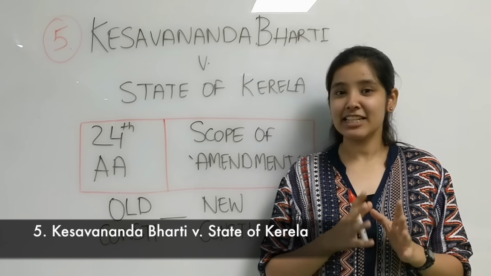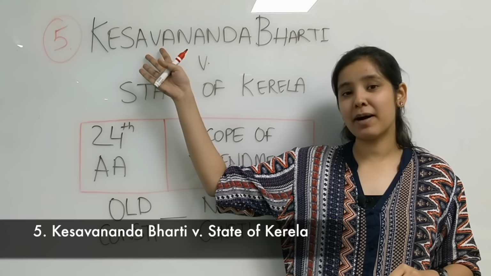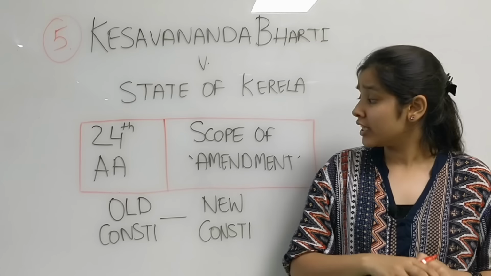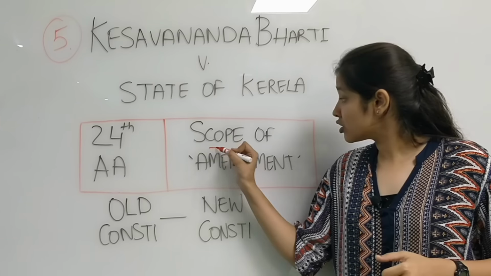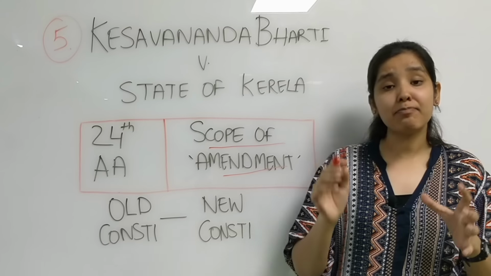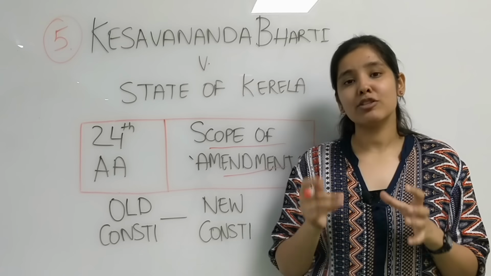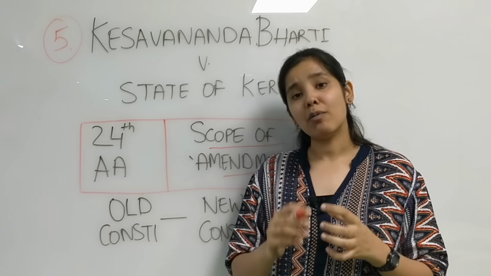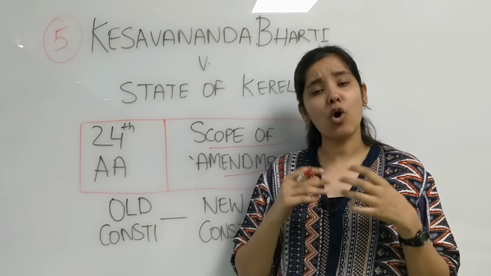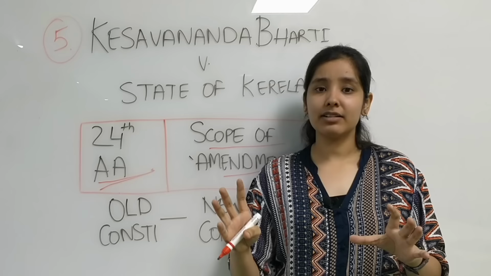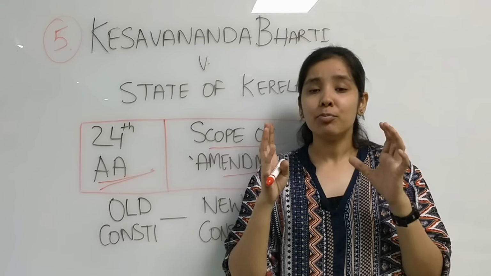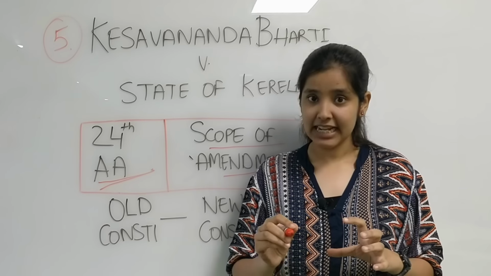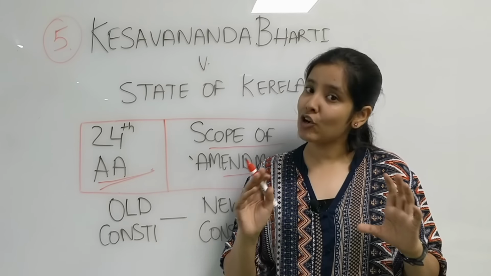Now, our next case needs no special mention. It's the Kesavananda Bharati case. Again, the 24th Amendment Act was challenged. The question arose that what is the scope of amendment that the Parliament reserves? Now, this time, the Supreme Court gave a very balanced judgment. They said that the power to amend the Constitution was already implicit in the Constitution. The 24th Amendment Act merely made it explicit or declaratory. However, they said that the basic features cannot be amended.